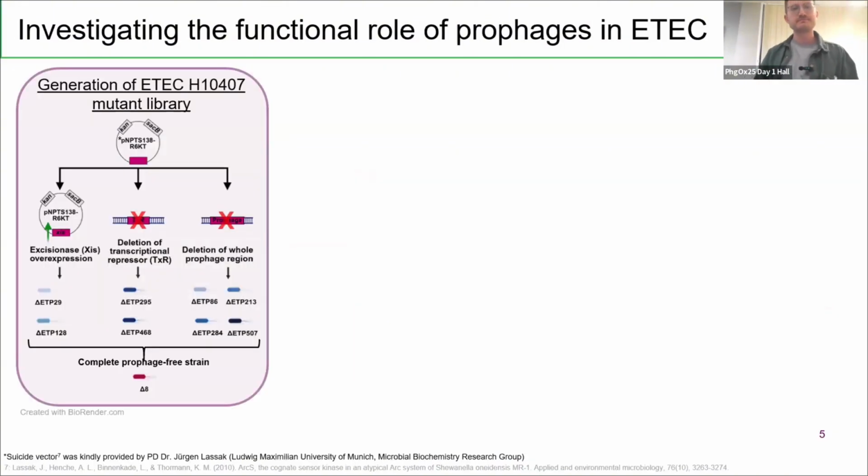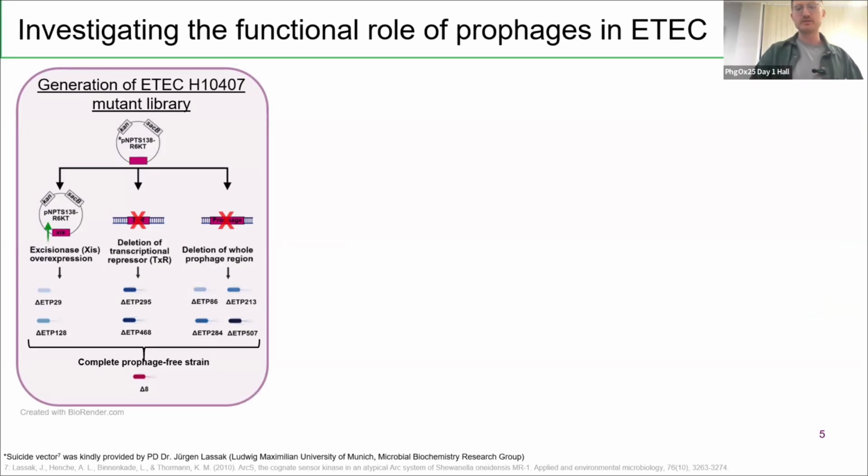Okay, so given this striking genomic footprint and the lack of knowledge of how prophages contribute to the physiology of ETEC, we aim to explore the functional impact of prophages in ETEC. For that, we generated a mutant library by systemically deleting each of the prophages individually and also all of them in one strain to then in the end have a complete prophage-free strain I'll refer to as delta 8 throughout the talk.